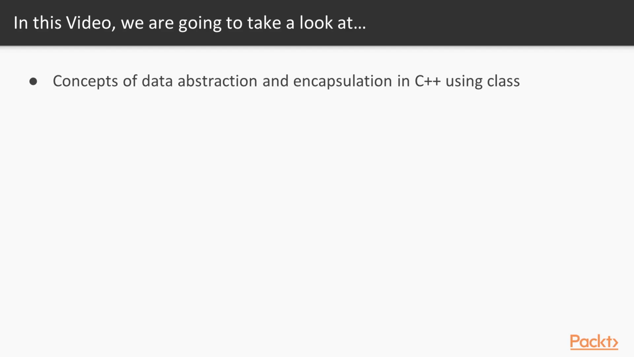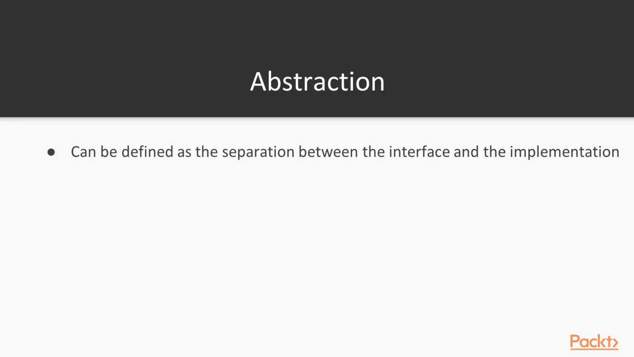In this video, we are going to cover the concepts of data abstraction and encapsulation in C++ using classes. Now let's understand what is data abstraction. Data abstraction can be defined as the separation between the interface and the implementation. In many cases, we are using a header file, like the iostream header file, and there are a number of classes within that header file, but we don't need to understand how they have been implemented. All we need to do is just include that header file in our program, and we are good to go. So in this video, we are going to learn how to do that with our classes.